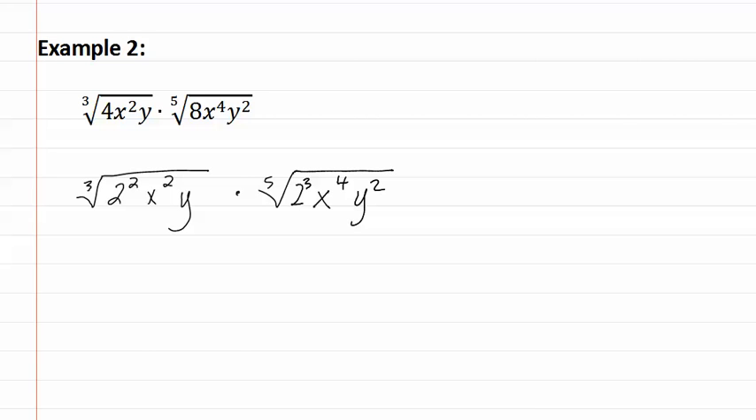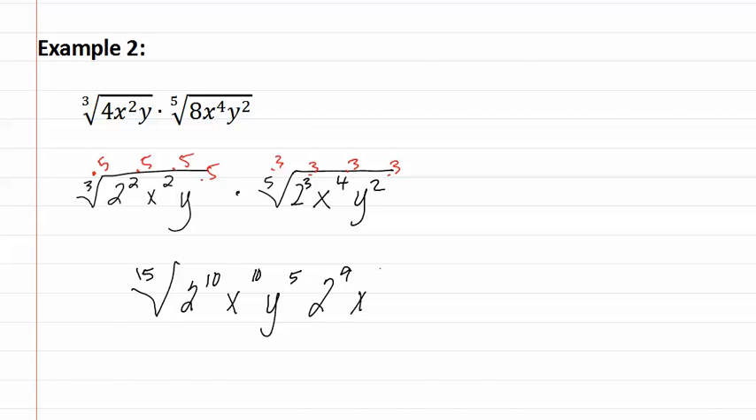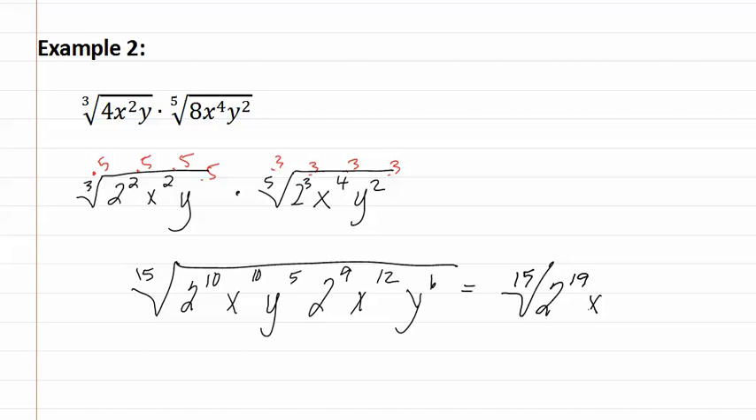Now we need to find our common index, which in this case would be 15. So we multiply the first one by a 5 and the second by a 3. This will give us a new common index of 15. We now have 2 to the 10th, x to the 10th, and y to the 5th, and then we also have 2 to the 9th, x to the 12th, and y to the 6th. Next, we combine them together. In total, we have 19 2s, x to the 22nd, and y to the 11th.